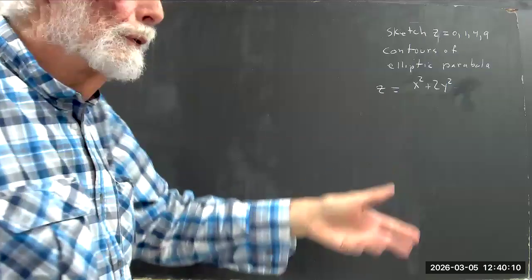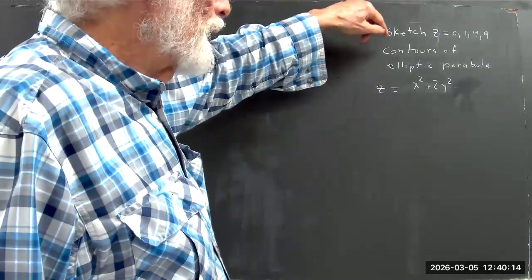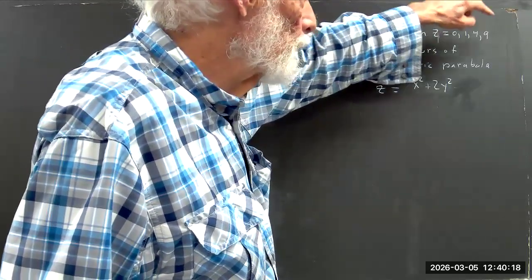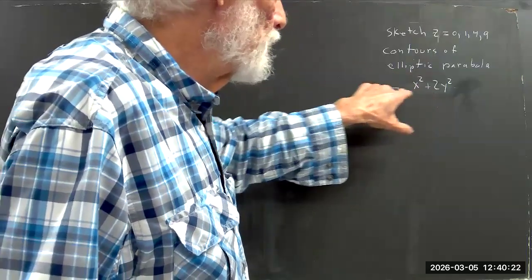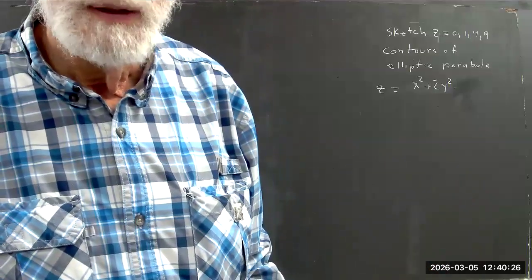Actually, we're going to be addressing Lagrange multipliers. We're going to start out with asking you to sketch the z equals 0, 1, 4, and 9 contours of the elliptic parabola z equals x squared plus 2y squared. Okay?